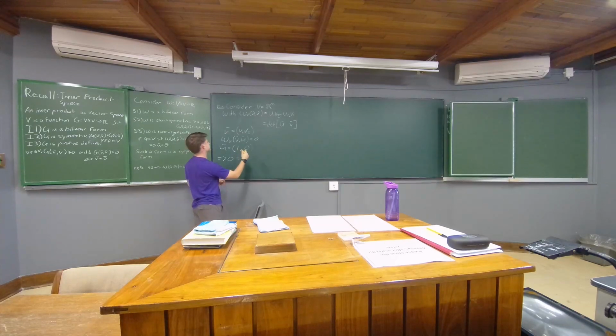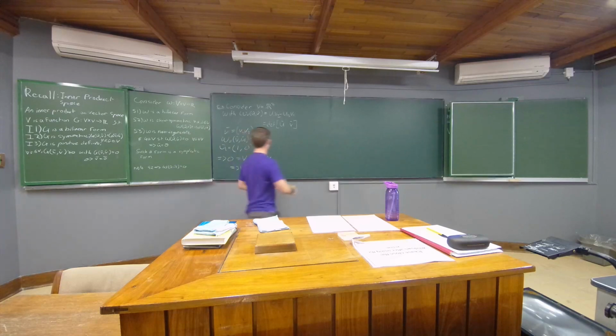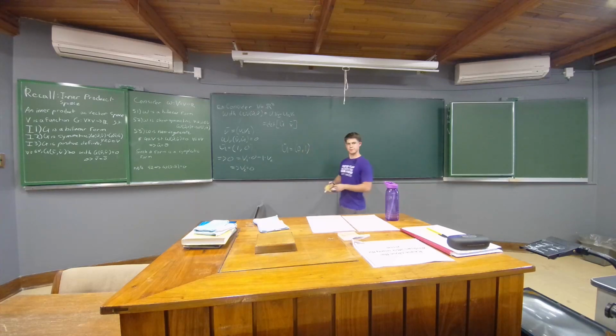It doesn't matter in this case. We'll have v1 times 0 minus 1 times v2, and so that just gives us that v2 is 0. Okay, cool, that's a start. Now we can take a different u to try out. Let's take (0, 1) instead of (1, 0). And then doing a similar calculation to what we did there, we can show that v1 is also 0.